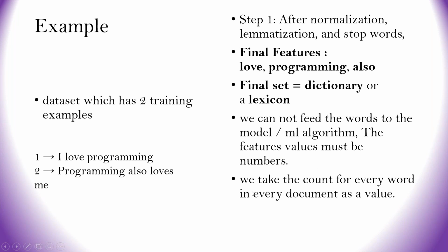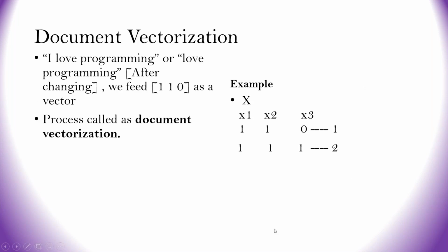So we take the count of every word in every document as a value. That value becomes the feature vector value. In the next slide we see how the feature vector is represented. The process of representing text as vectors of numbers is called document vectorization or word vectorization. For example, "I love programming", or "love programming" here, after changing this, we feed it as 110 as a vector.